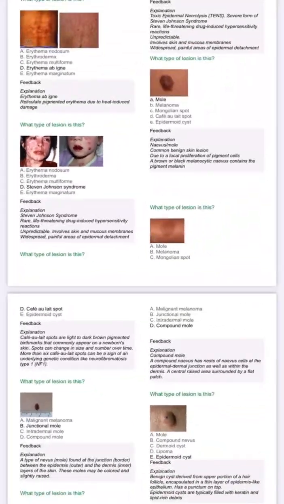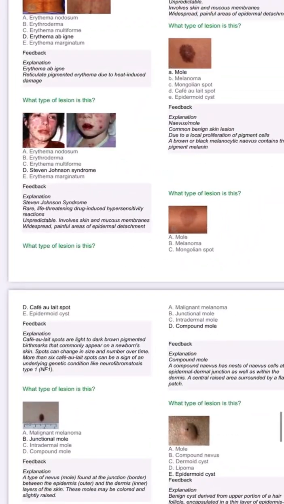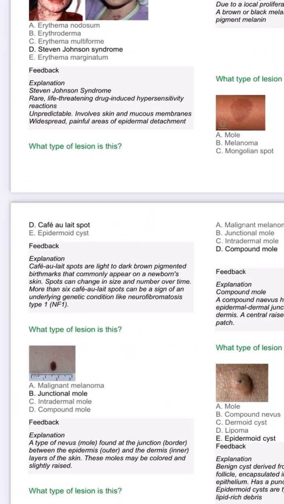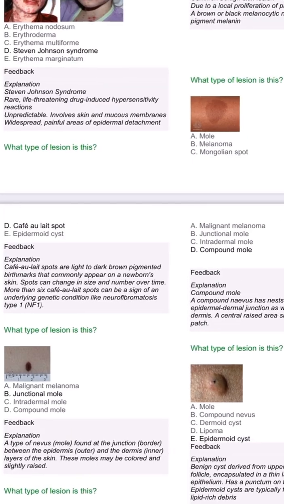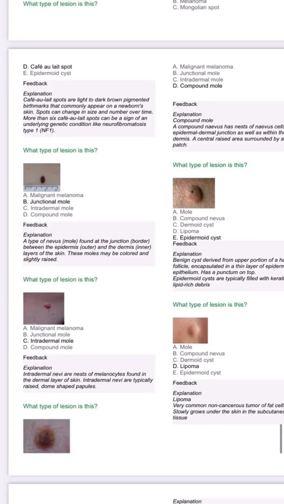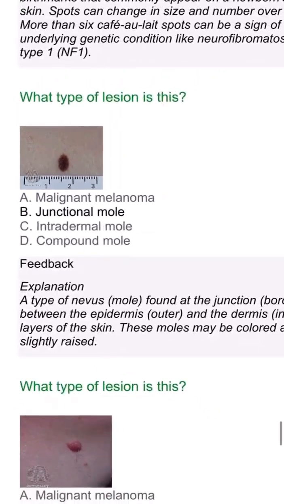This is a patch, a macular spot. Okay. This is also congenital. Light to dark brown pigmented birthmarks that commonly appear on a newborn's skin. Spots can change in size and number over time. More than 6 café-au-lait spots can be a sign of an underlying genetic condition like neurofibromatosis type 1. Okay. What type of lesion is this?